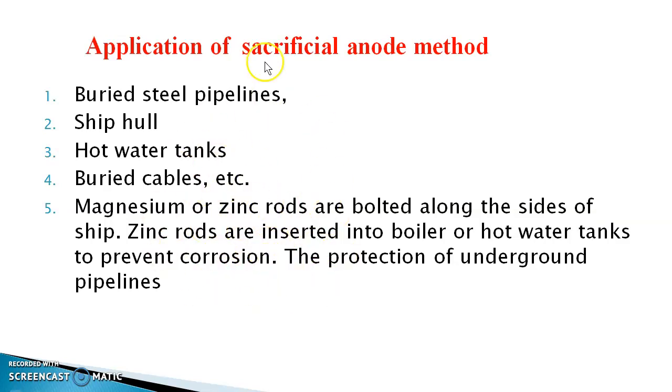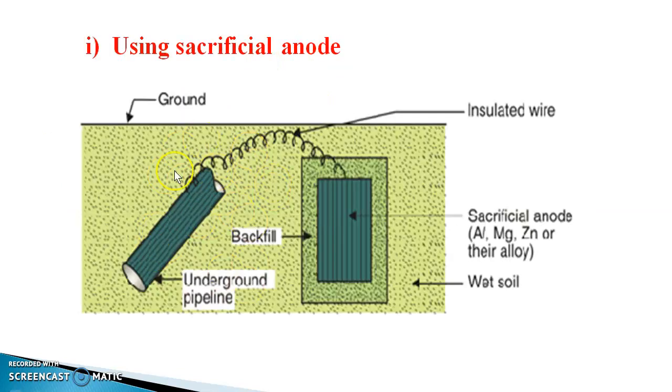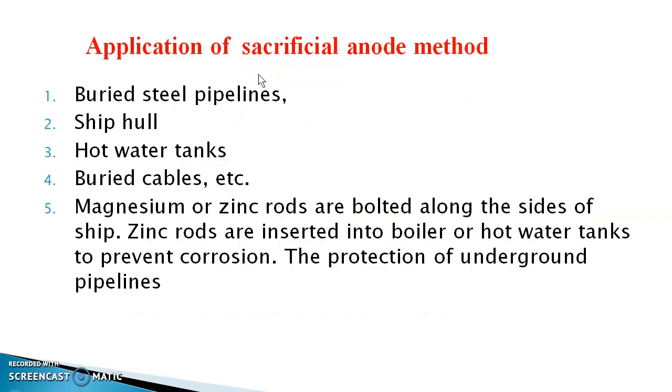And this protection takes place at underground level. Here it is clearly indicated that this type of protection can be carried out at underground level. So this is cathodic protection using the sacrificial anode method.